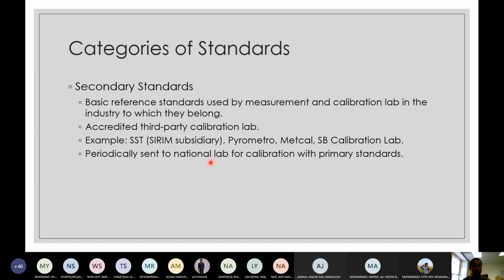Next, we have secondary standards. These are the basic reference standards used by measurement and calibration labs in the industry to which they belong. For example, in the manufacturing industry, they have some reference equipment, so they are going to refer to secondary standards. Secondary standards also refer to accredited third-party calibration labs. For example, we have SST, which is a SIRIM subsidiary. These are calibration labs where they control the secondary standards, and they periodically send them to the national lab for calibration with primary standards.